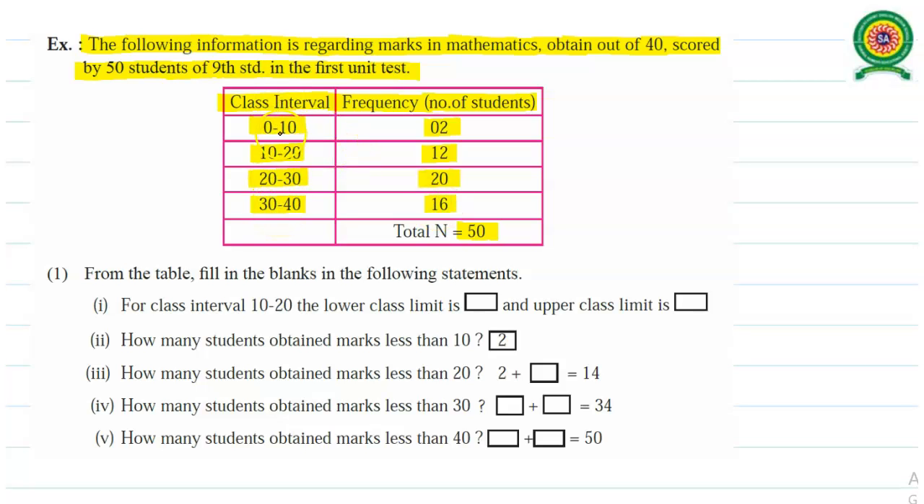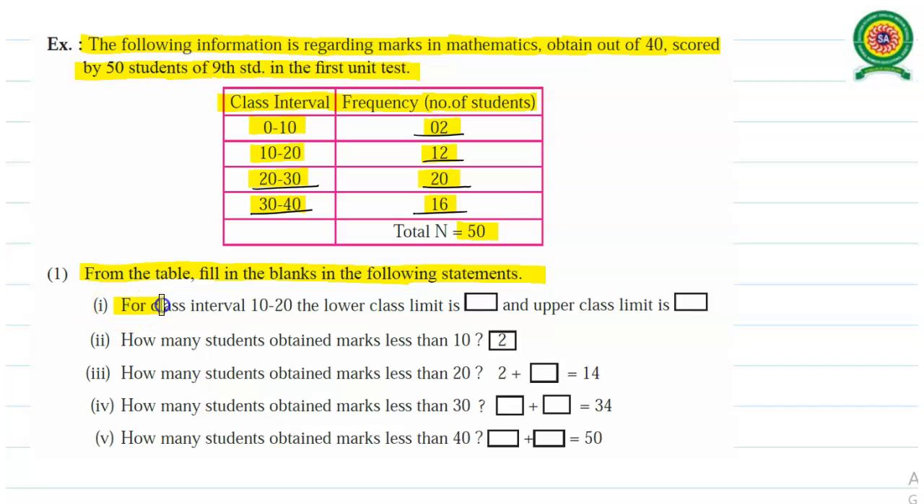That means as per the table, for 0 to 10 marks we have 2 students. For 10 to 20 marks we have 12 students. For 20 to 30 marks we have 20 students. For 30 to 40 marks we have 16 students. From the table, fill in the blanks in the following statements.